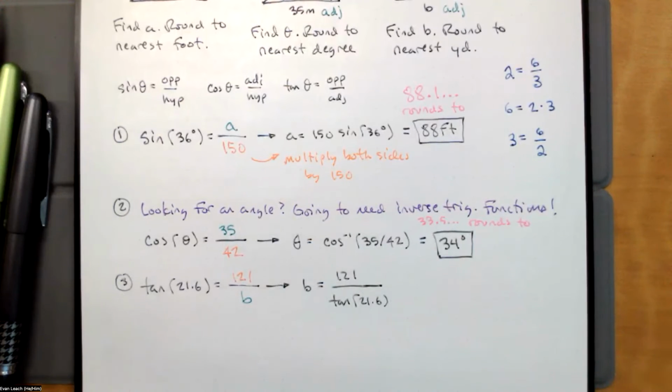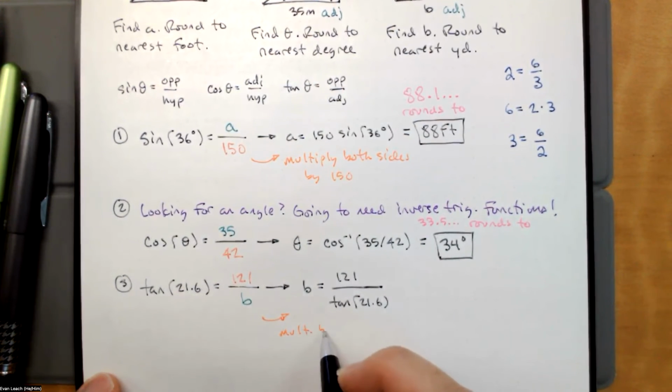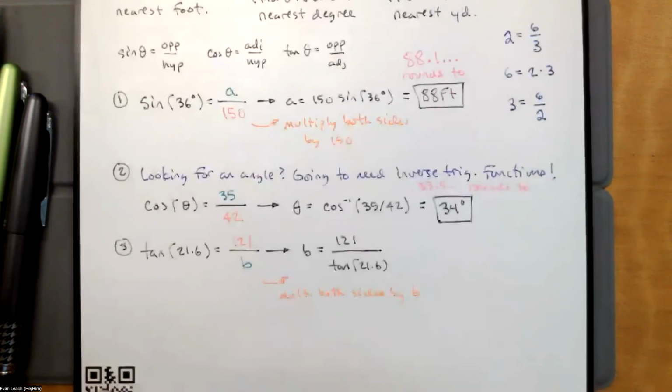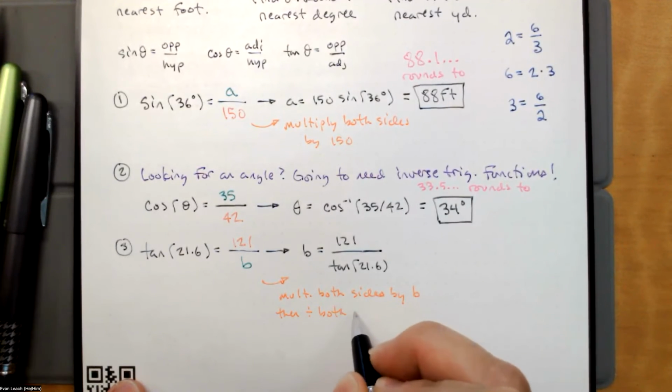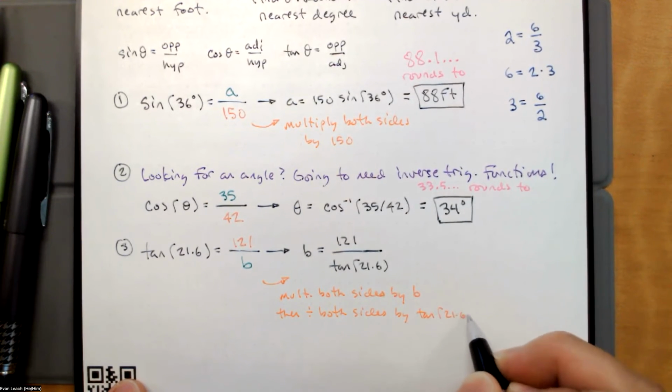And we could think two things. We multiply by B, divide by the tangent of 21.6. Remember, tangent of 21.6 is all one big thing. I don't move them separately. Tangent by itself doesn't mean anything. The 21.6 is not even there, it's inside of a tangent. So we actually did two things. We multiply both sides by B, and then we divide both sides by the tangent of 21.6.